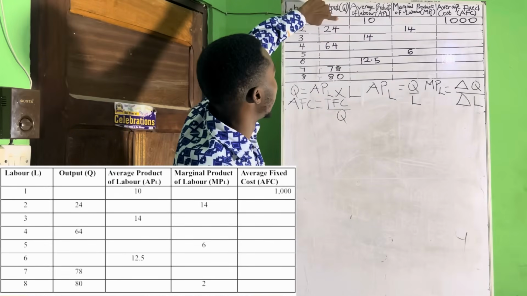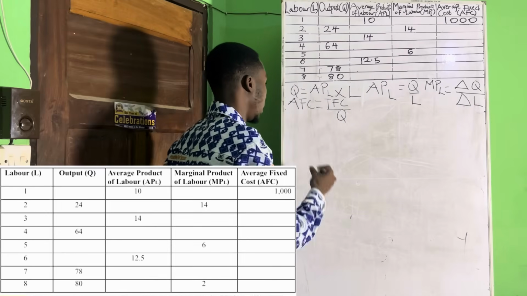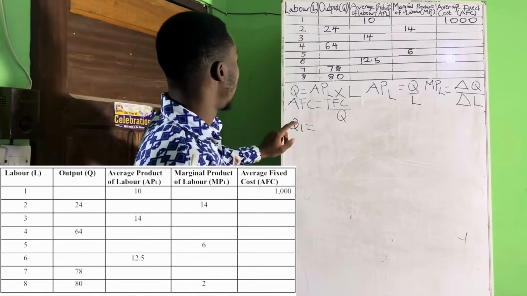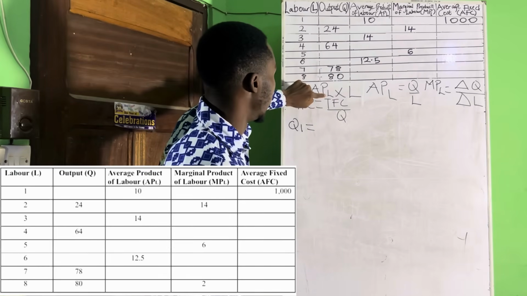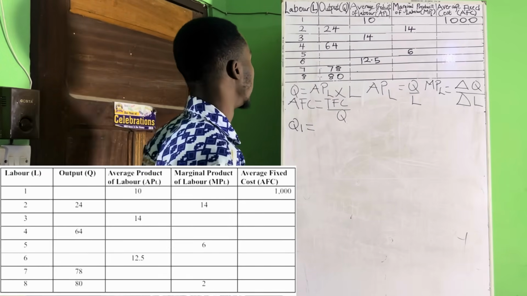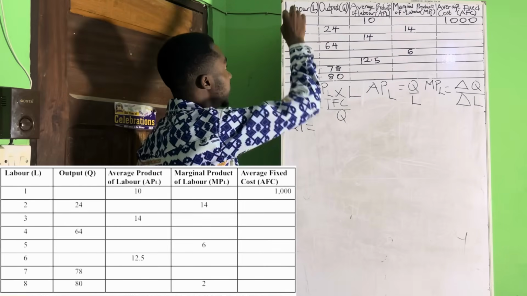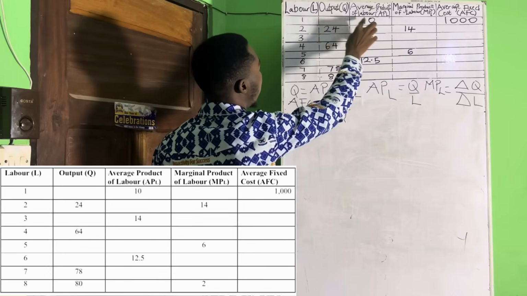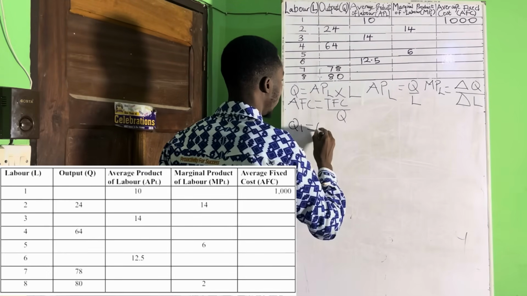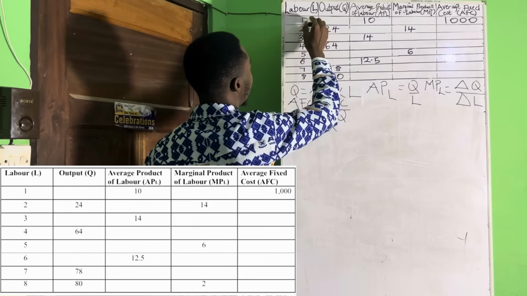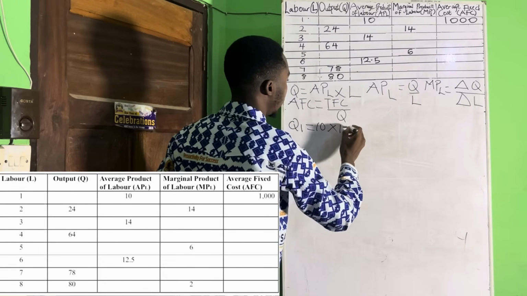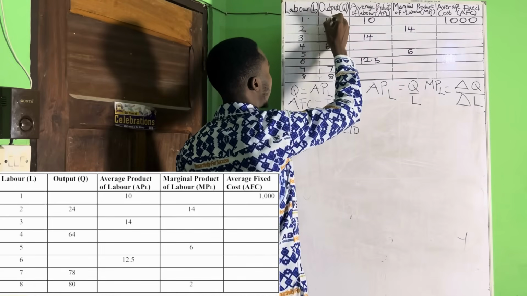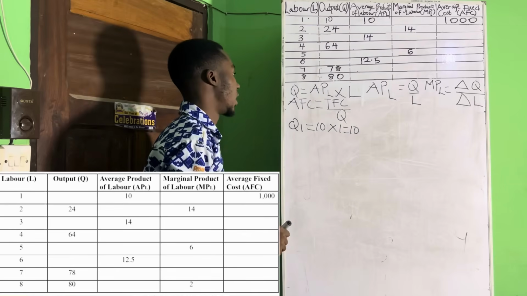So now let's find the output here, the first one, K1. The formula for the output, which we just wrote here, is average product of labor times labor. So we look for the average product of labor in the first one. You are talking about K1, so the average product of labor is 10, times the labor, which is 1. So we are getting 10. Now we can fill it. So now we have 10 here. That becomes our first output.